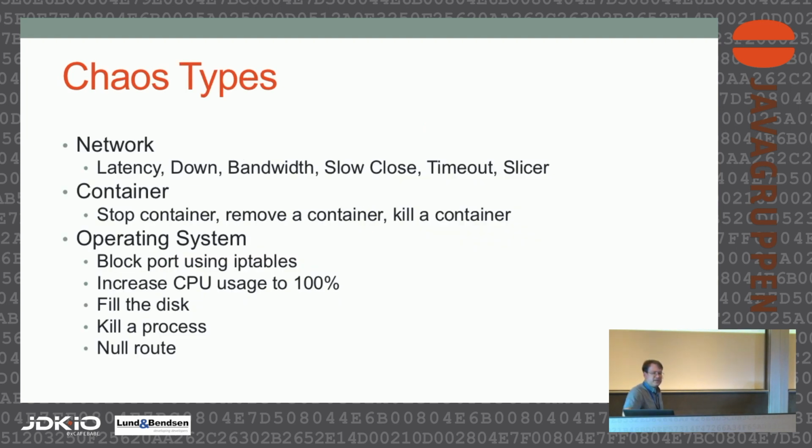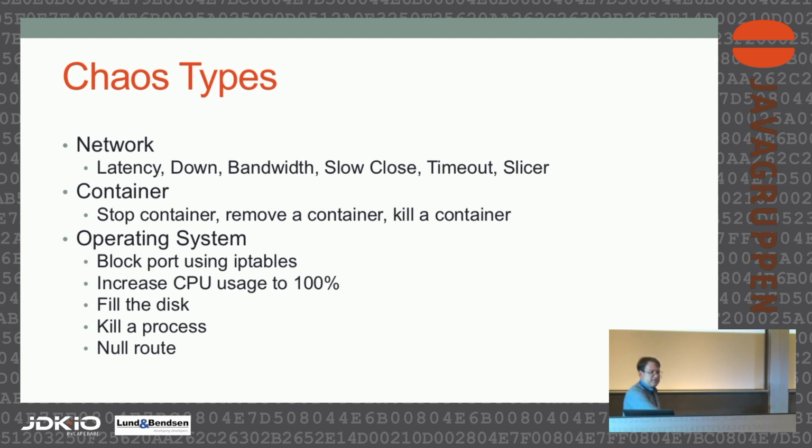So the types of chaos things that you can introduce, there are three types. There's network, container, and operating system. With network, you can test latency, taking down a service, making it no longer available, bandwidth problems, slow close, timeouts, and also slicer. And slicer is where you divvy up the packets and you slow them down, right? You split up a packet and you slow down the data as it goes across, right?